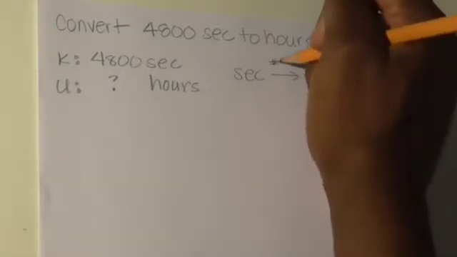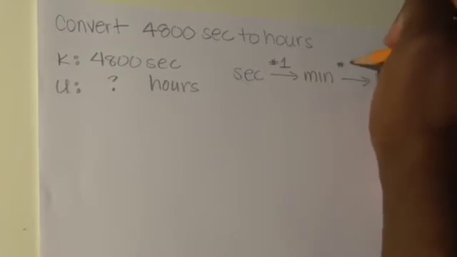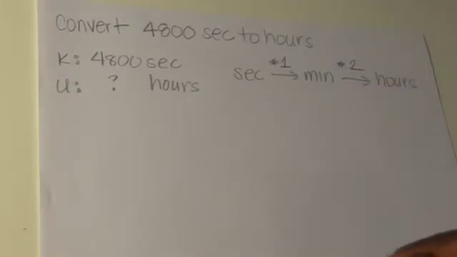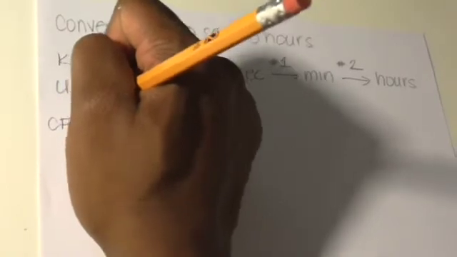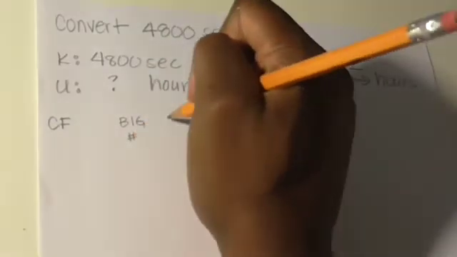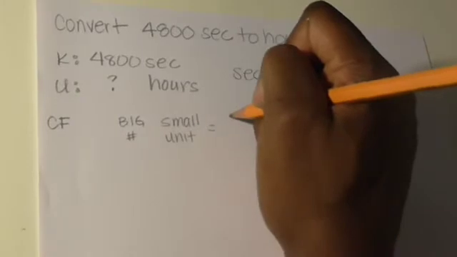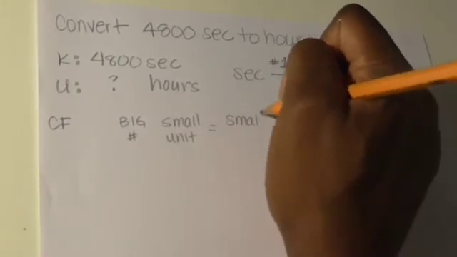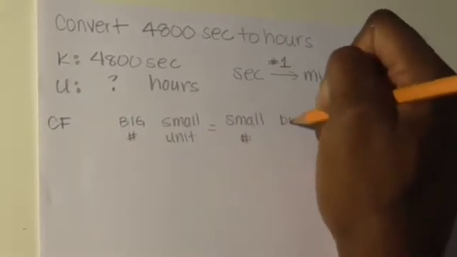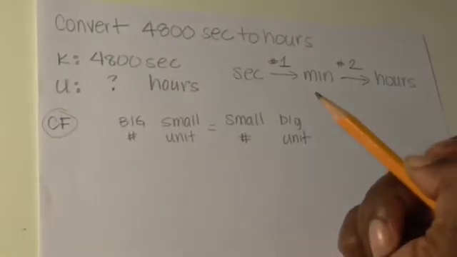This is my conversion factor 1, or my red line, if you will. This is conversion factor 2, or my green. So when I'm setting up these conversion factors, remember, they're always in the same format. We have that big number, small unit equals small number, big unit. And for those of you who haven't figured out, this CF stands for conversion factor.